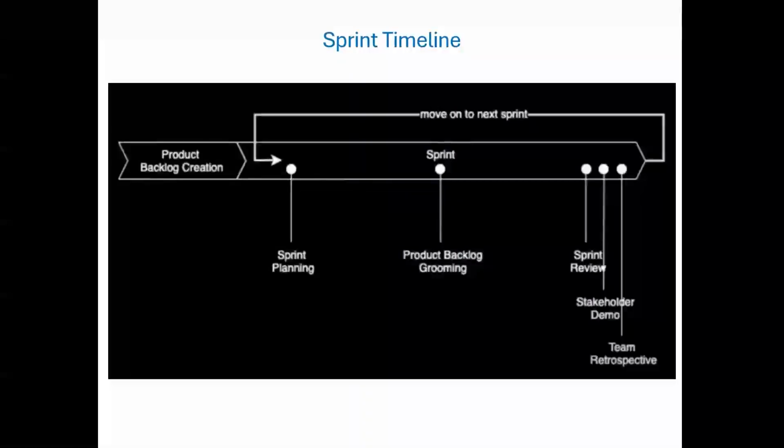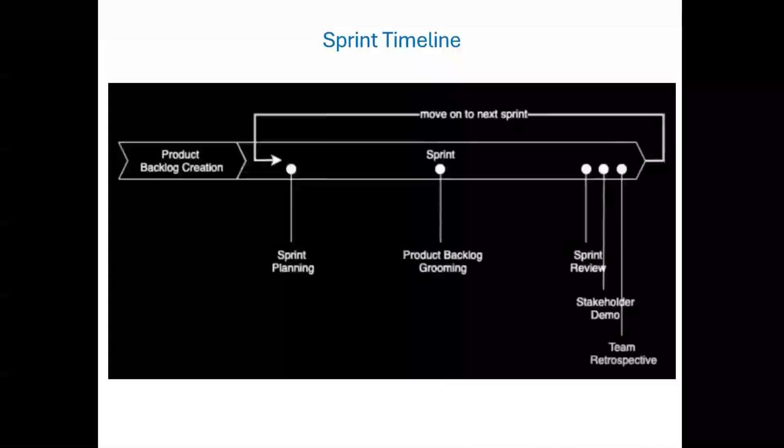Now we are in the heart of the process, the sprint itself. During this time, the team works on the items they planned. You will notice that product backlog grooming happens during the sprint. This is also called backlog refinement. It's when the team and the product owner meet, usually once or twice during the sprint, to clean up and clarify future backlog items. That way, the sprint planning session goes more smoothly.